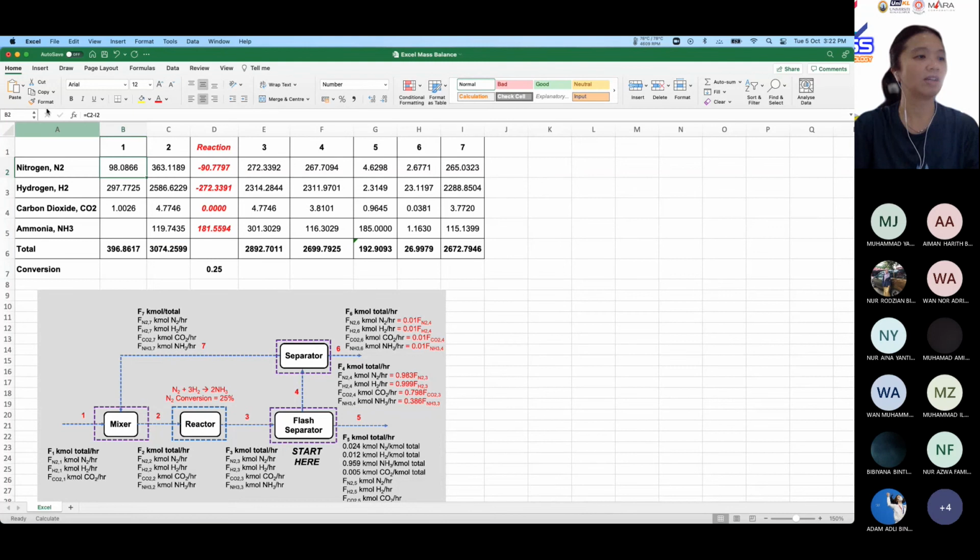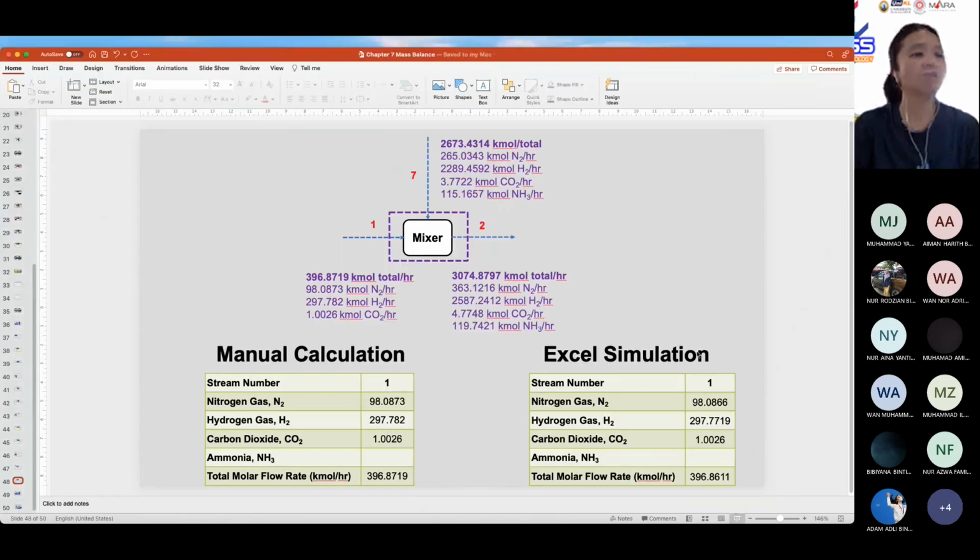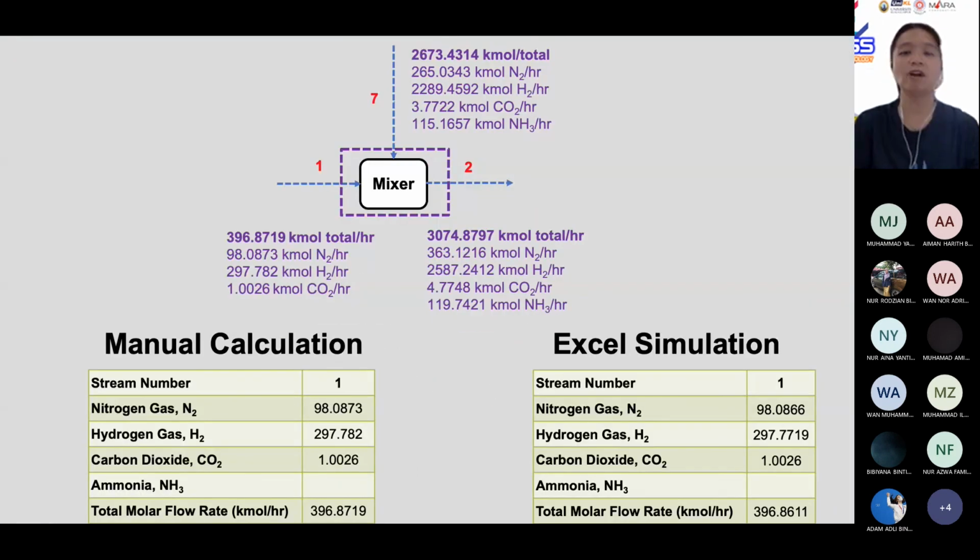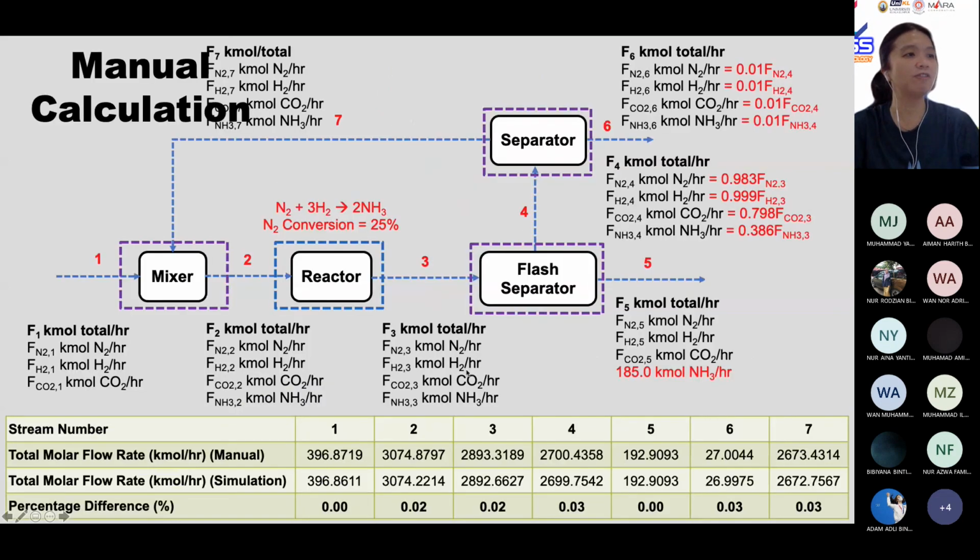Right, so then, okay, so the last part, after you have done the calculation for the Excel and also manual, you are supposed to calculate the percentage difference. Nanti dalam assessment form kamu tengok, you have to calculate the percentage difference between manual and simulation punya pengiraan, the difference of percentage. So nak kira dia, manual punya number, tolak Excel punya nombor, bahagi dengan manual balik lah, darab dengan 100.